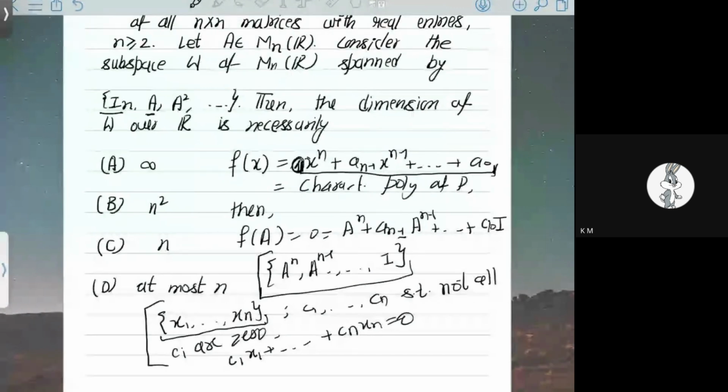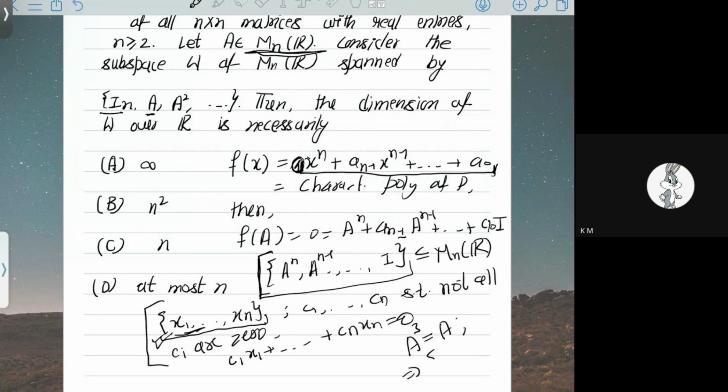But here it does not matter whether this is a matrix or whatever it is. These are just elements of some vector space. A raised to power n, A raised to power n minus 1, these are elements. This is a subset of this vector space, no? So just don't confuse between matrices and vectors. These are just vectors of some vector space. This is a subset of M_n(R). And if, for example, we have A raised to power 3 equal to A, then this implies that this set is not linearly independent, because these satisfy an equation where not all the coefficients are zero.